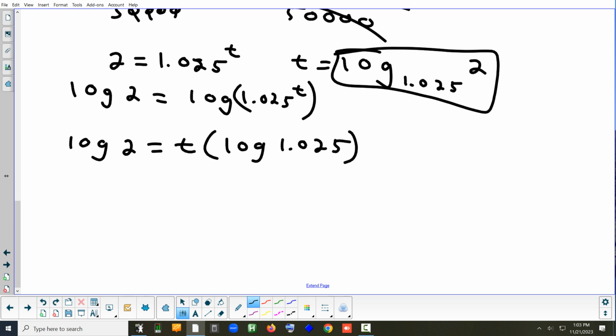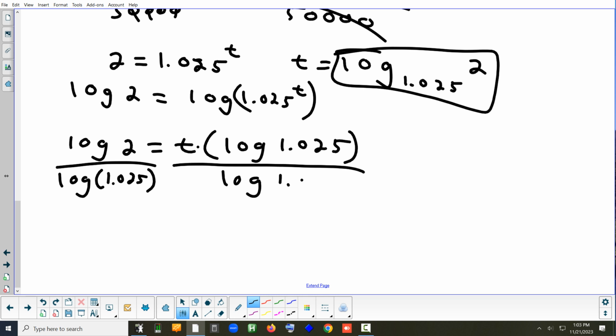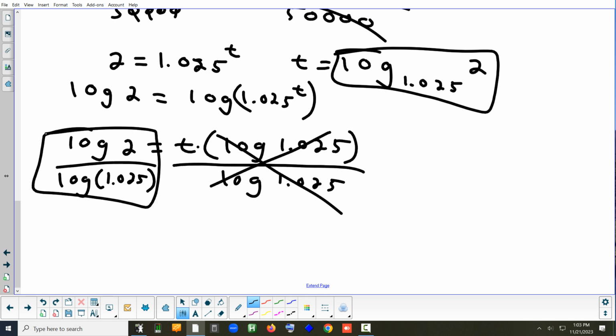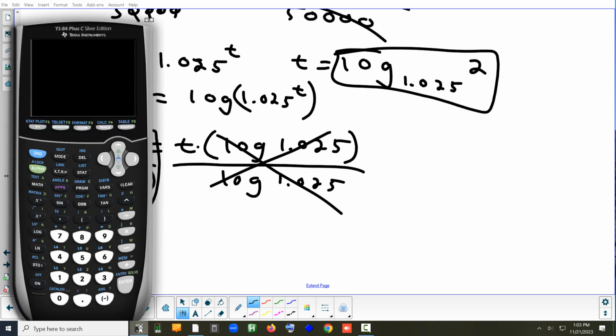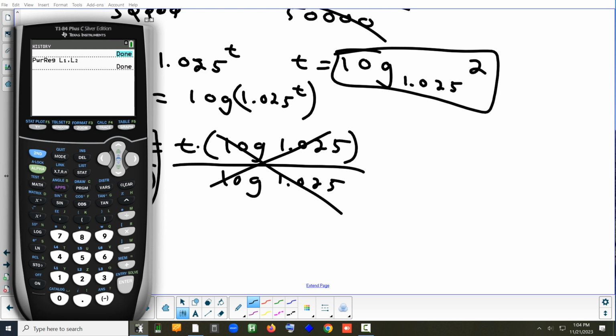All right, now I still don't have the t by itself. What would be my last step to get t by itself? Divide both sides by log of 1.025. Yeah, divide each side by log 1.025. That's gone. And there's your answer. So t equals log 2 divided by log 1.025.